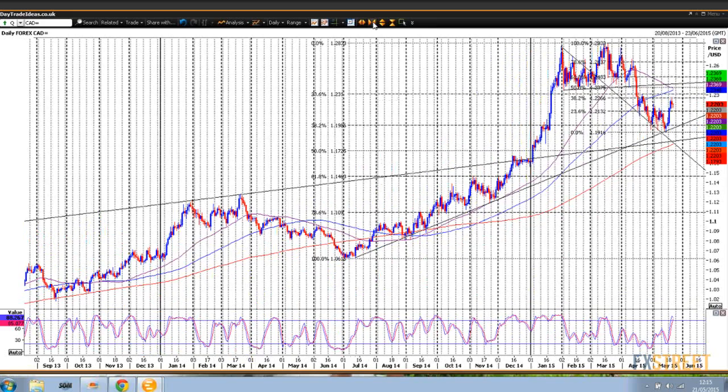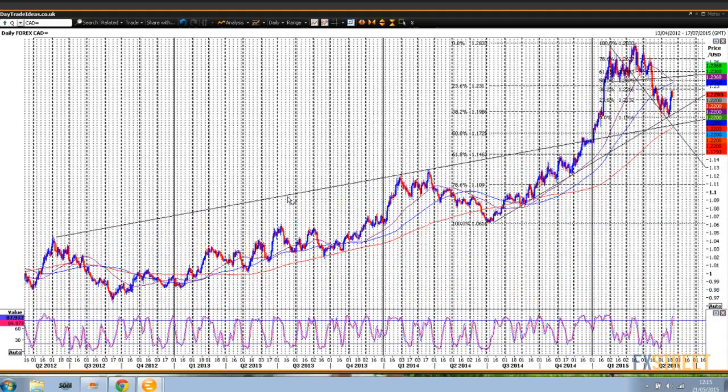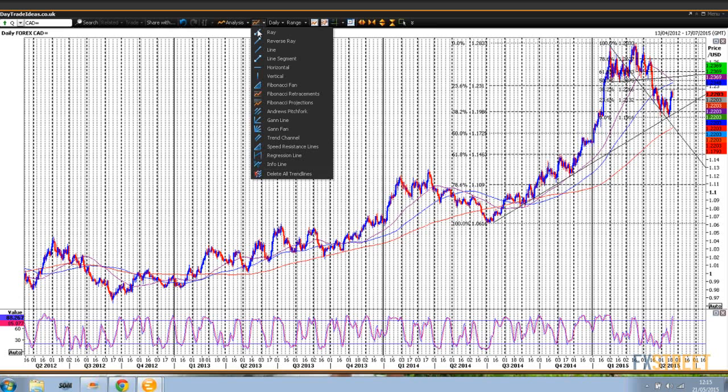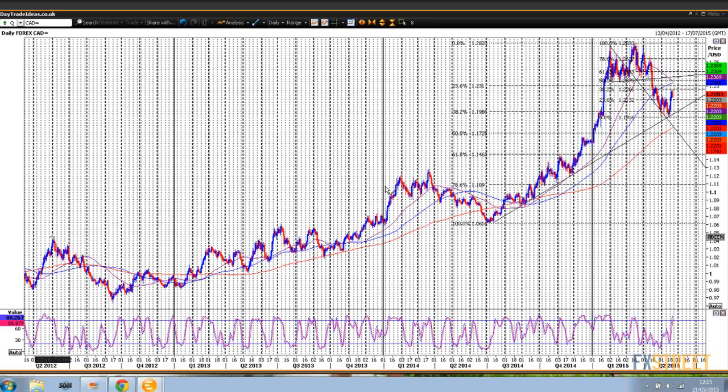This one, just make sure it's in the right place. Sometimes these trend lines go a bit skew when you put them on the weekly chart and then you go back to the daily chart. So let's just make sure I've got that absolutely spot on. I think that's absolutely spot on. There we go.